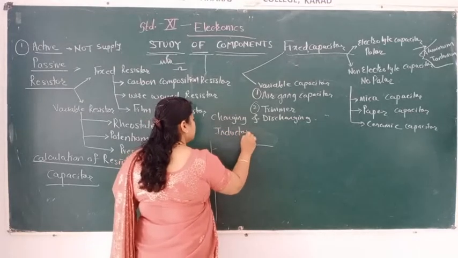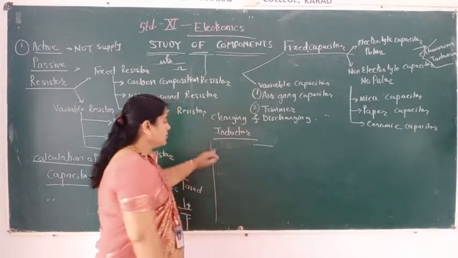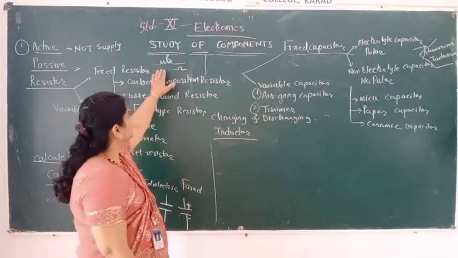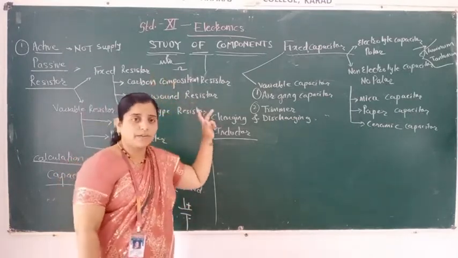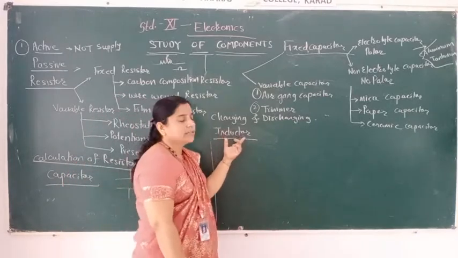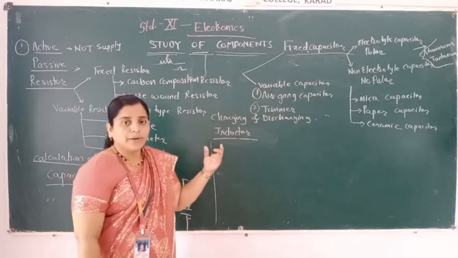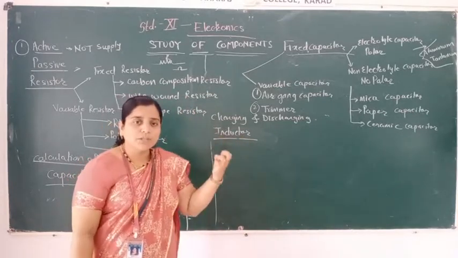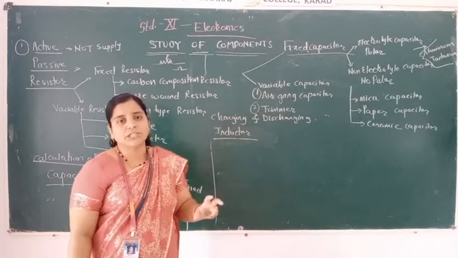Next point is the inductor. Resistor opposes the flow of current. Capacitor is used to store the charge. And the property of an inductor is that it induces a voltage when the current is changed.